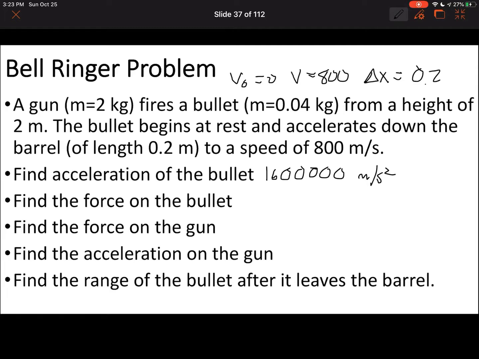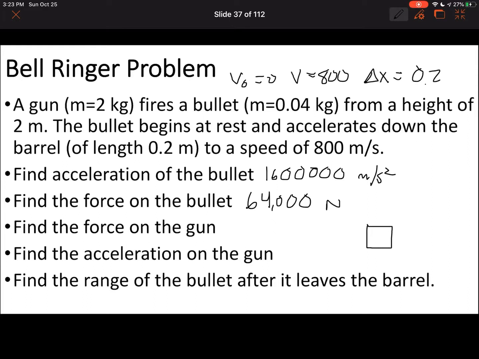You might be thinking, oh my gosh, did I do something wrong? No, bullets accelerate very fast, very quick acceleration. And so that is the correct final value. Now find the force on this bullet. Well, force is just equal to mass times acceleration. We know the mass of the bullet is 0.4 kilograms. So we just multiply that times our acceleration. We find that we get a force of 64,000 newtons. And again, just using Newton's second law there, F net equals ma.